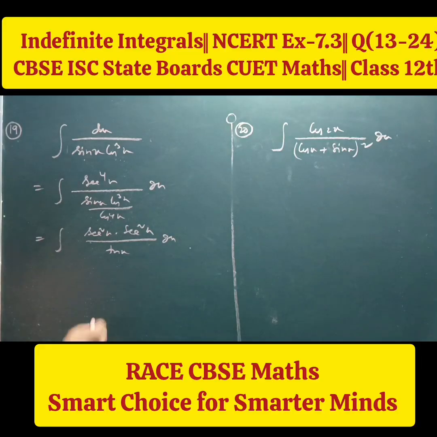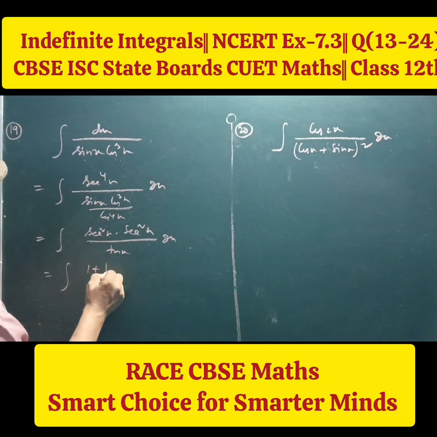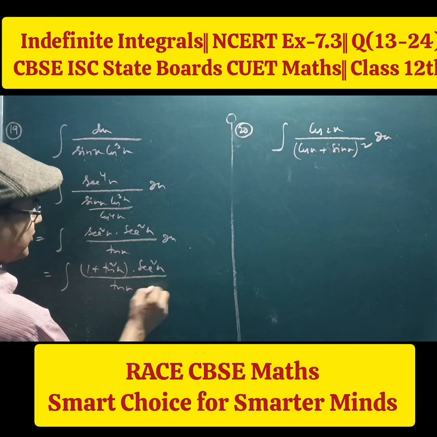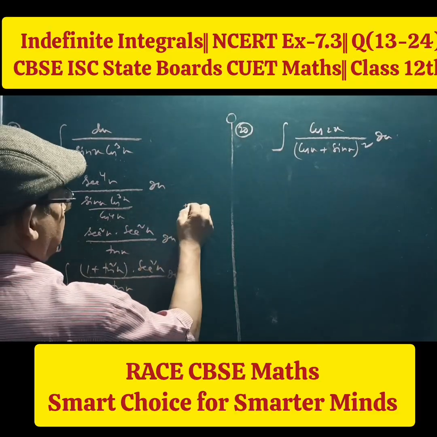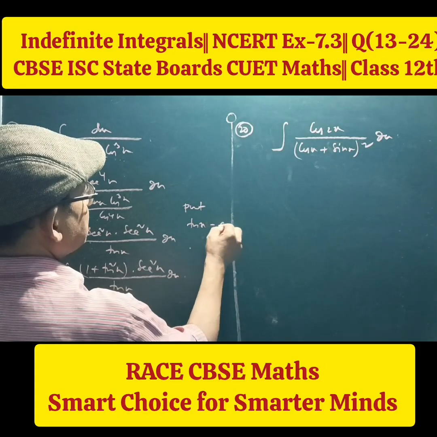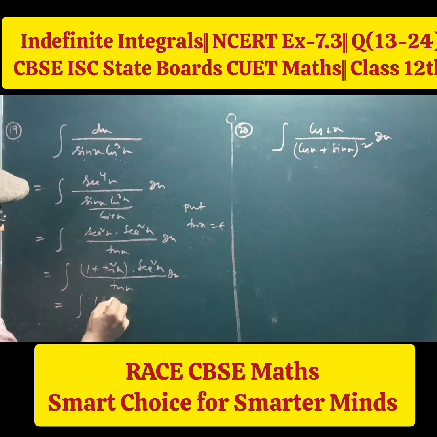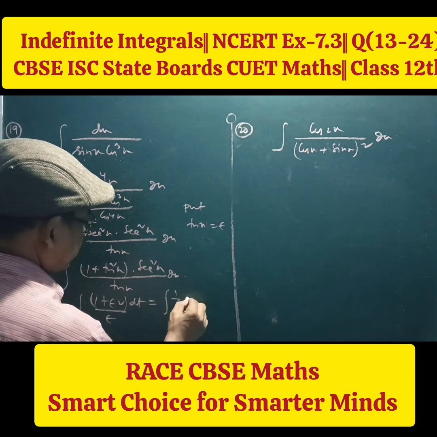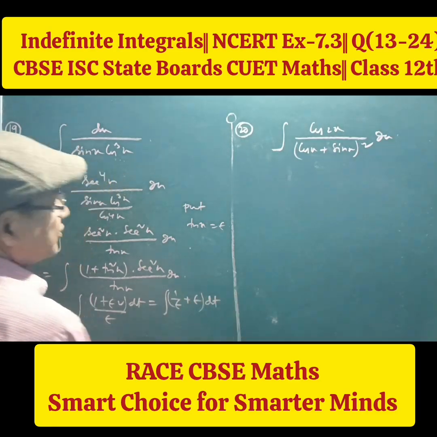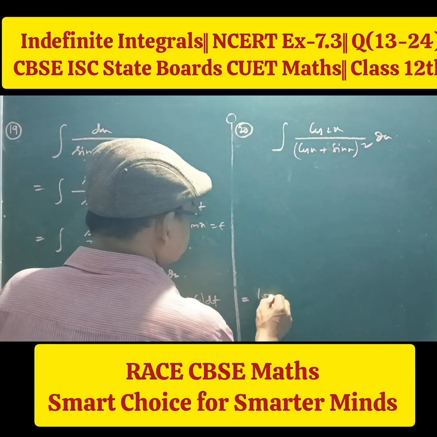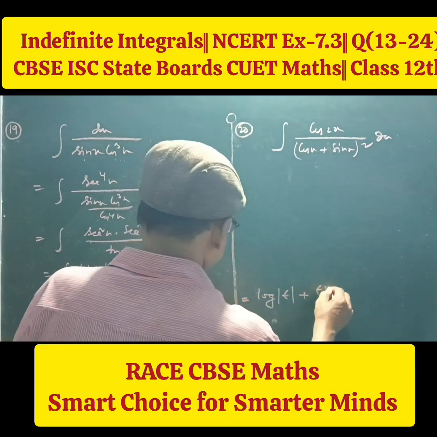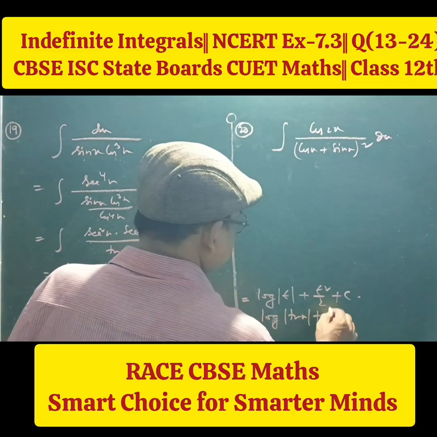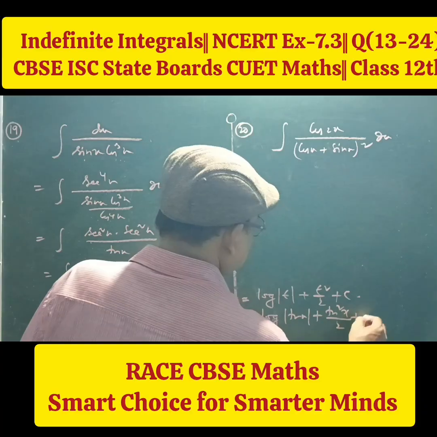The derivative of tan x is sec square x. So you write 1 plus tan square x into sec square x by tan x dx. Okay? Put tan x equal to t. Suppose you put tan x equal to t, so sec square x dx is dt. 1 plus t square into dt by t. So we get 1 by t plus t dt. Okay? So this is log t, and t square by 2 plus c. So that is log of tan x plus tan square x by 2 plus c.